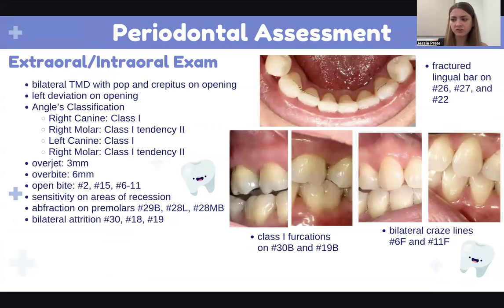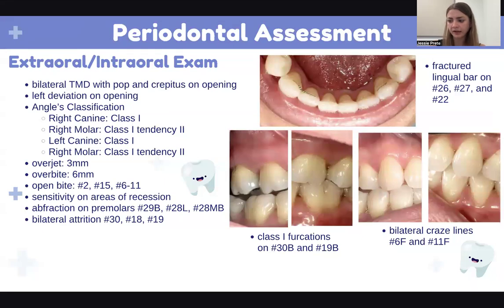When completing the initial EO-IO exam, the client presented with bilateral TMD due to them reporting pain as well as distinct popping crepitus and a left deviation on opening. Their angle classification was Class 1 for both right and left canine relationships, and Class 1 tendency 2 for both left and right molar relationships. Their overjet was 3, their overbite was 6, open bite on 2, 15, and 6 through 11, and bilateral attrition on 30, 18, and 19. They had multiple areas of recession as well as abfraction on premolars.